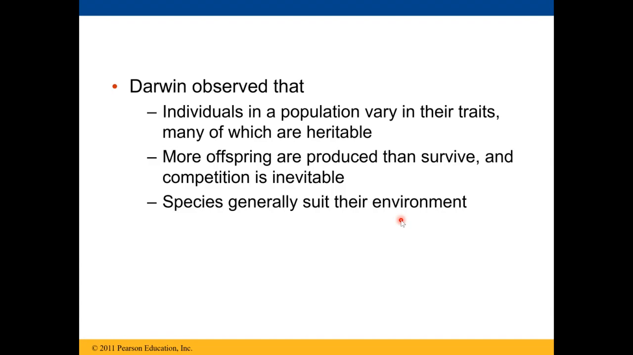This is what he observed. He observed that individuals in a population vary. If we were in a classroom, I'd say, look around. We're all human beings, Homo sapiens, but we are different. There's none of the two of us alike unless you got an identical twin. And many of these traits are heritable. Eye color, general height, lots and lots of other things are heritable. And not so much in human populations, but out in the world, many more offspring are produced than can survive.